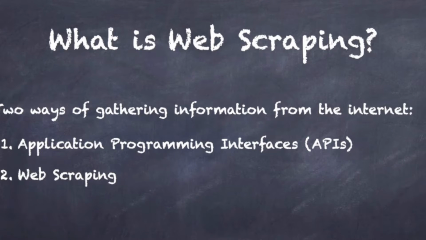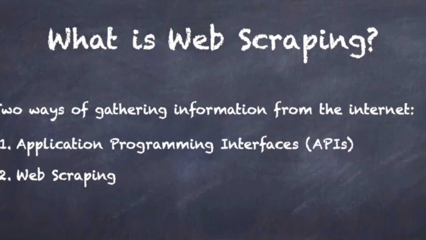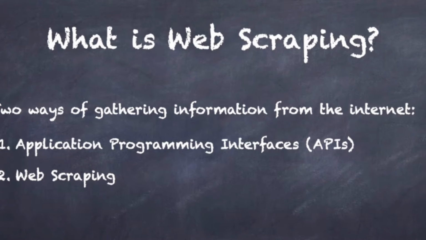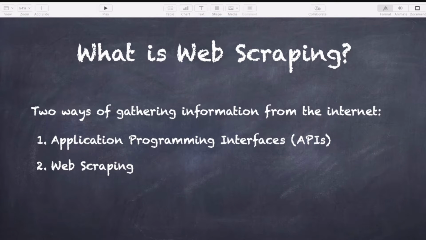So the thing is, there are two main ways of gathering information from the web. One is through the APIs. Some of the websites provide APIs or application programming interfaces, and if you have suitable software that latches with these APIs, you can download the data which those websites allow you to download. And the other way is web scraping. This is what we are going to do.